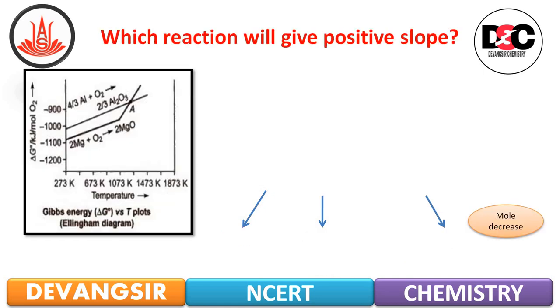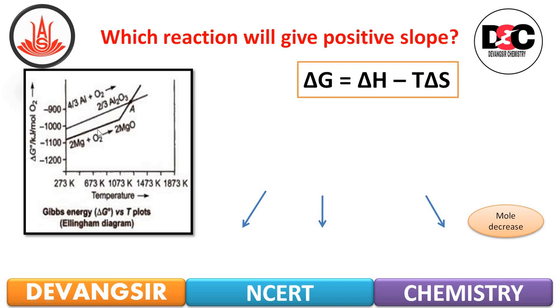Now next, the opposite of it: which reaction will give the positive slope? Again, it is very easy. In the graph, positive means towards upward. Here it has been given for magnesium and for aluminium, both of which you can see going in the upward direction. So again, delta G is equal to delta H minus T delta S.